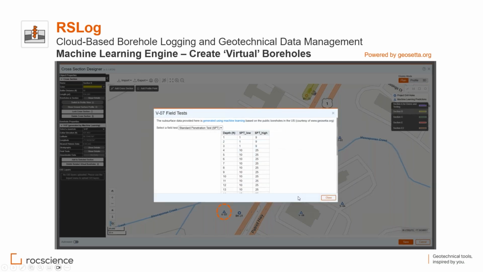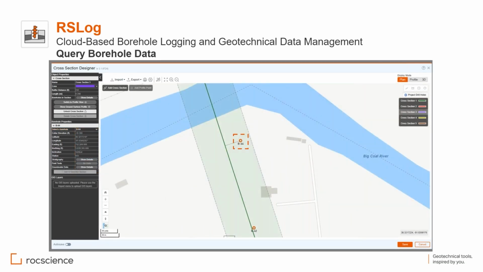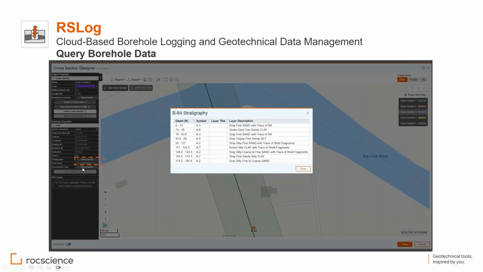Okay, so now another thing is querying borehole data in the cross-section designer. Again, I come back to the fact that all features of RSLog are always connected to the latest version of data. There is only one database, right? So when you are on the cross-section designer, you can have access to all your borehole data. You just select a borehole here from the list, in this example, B64, and then you can see the subsurface soil condition. If you want to see what type of material you have here on the plan view, when we switch to profile view, you'll see a lot more.